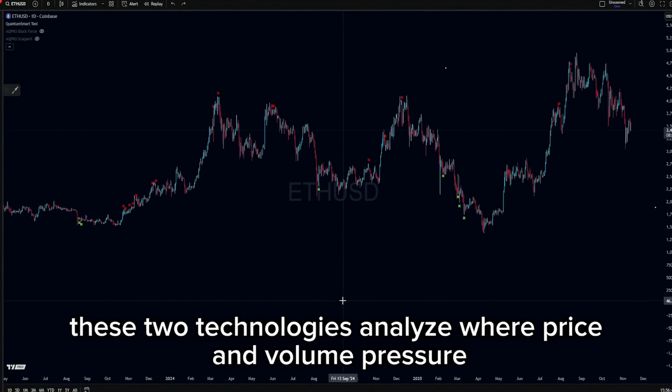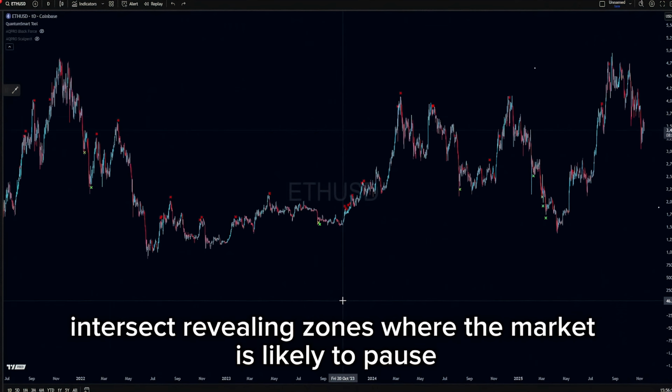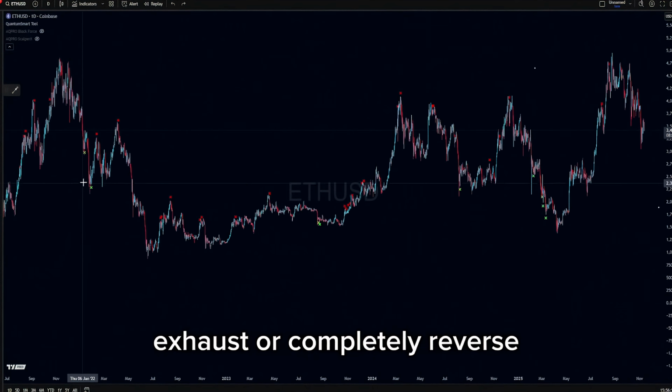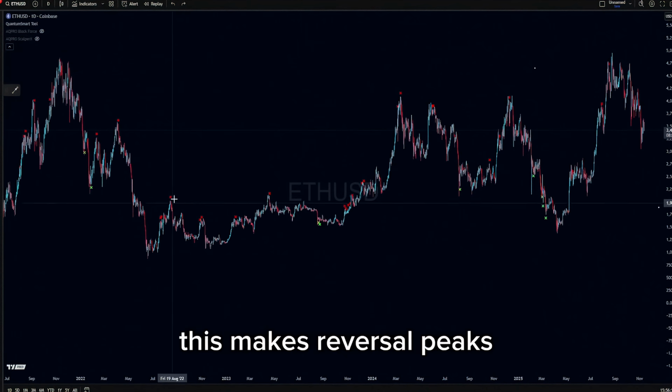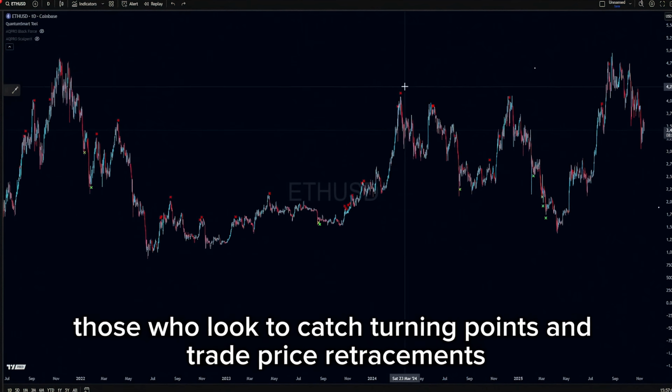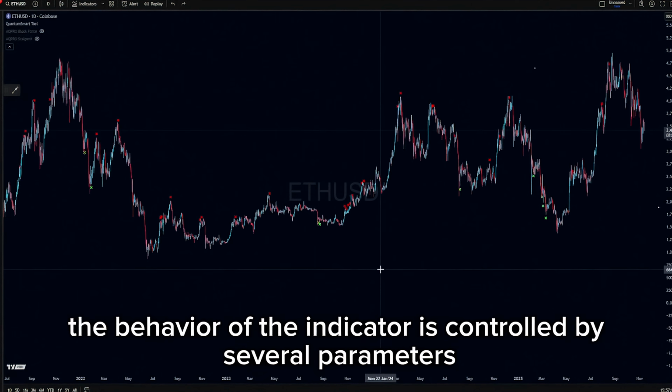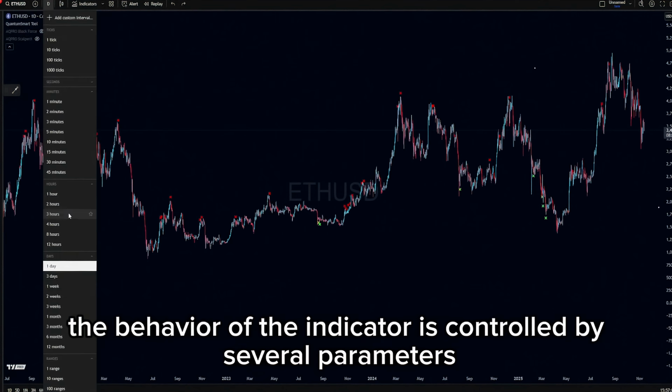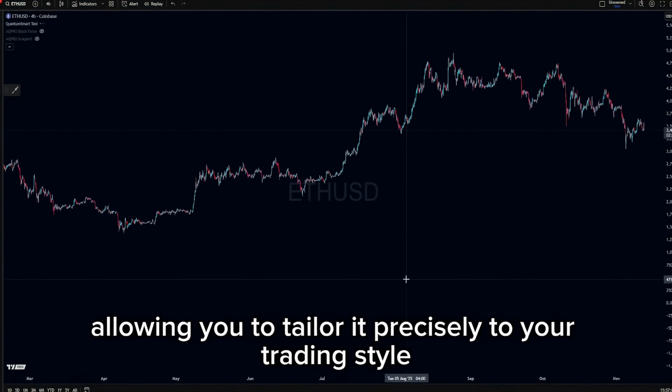Together, these two technologies analyze where price and volume pressure intersect, revealing zones where the market is likely to pause, exhaust, or completely reverse. This makes reversal peaks especially valuable for mean reversion traders, those who look to catch turning points and trade price retracements. The behavior of the indicator is controlled by several parameters, allowing you to tailor it precisely to your trading style.